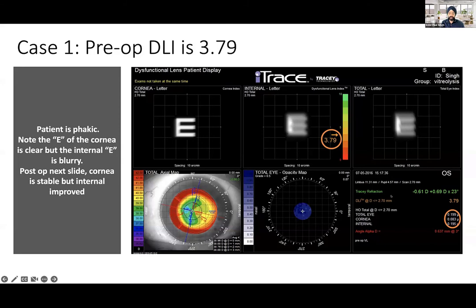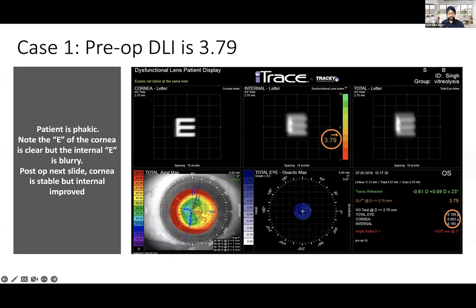And then also on the right here gives you a breakdown of the refraction. It gives you a breakdown of higher order aberrations, both total cornea, but also separates between cornea versus internal. And also because it looks at the visual axis, it can give you other parameters such as angle alpha, which is the center of the visual axis versus the center of the limbus. So for cataract surgery patients, it can be a very useful tool as well.